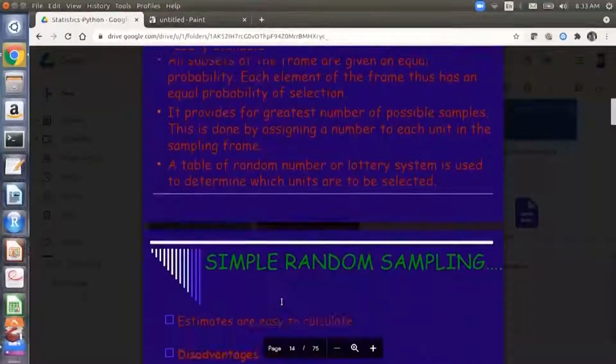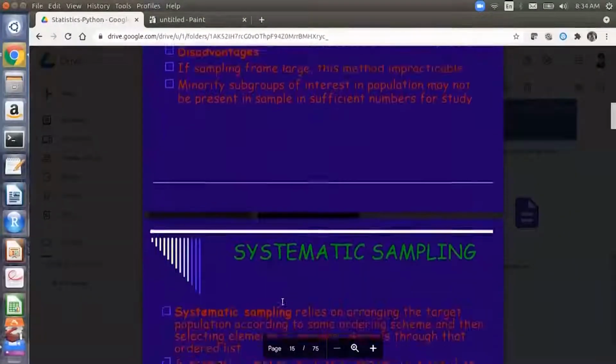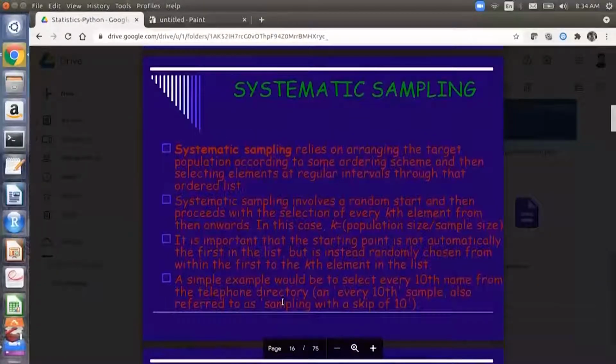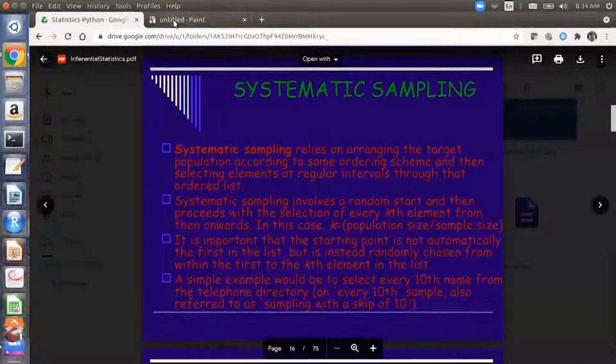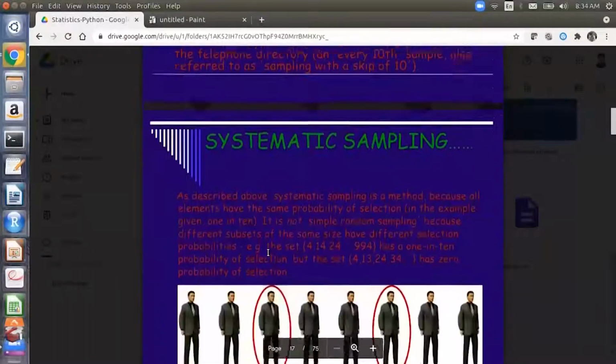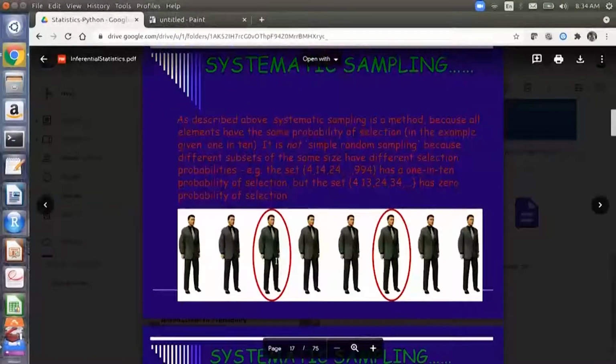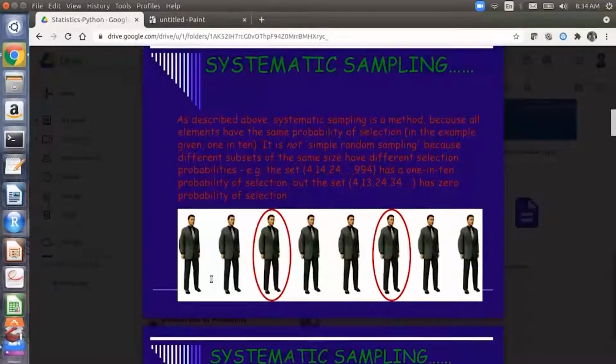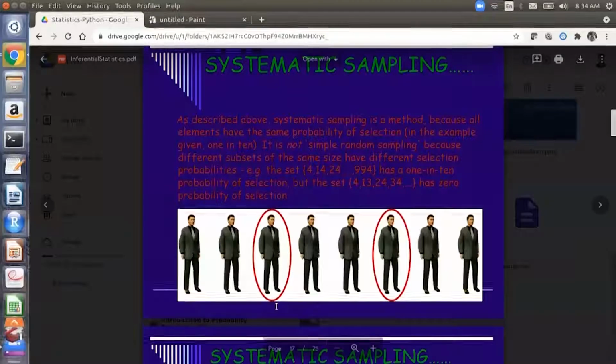You guys can read it on your own, what the disadvantages and advantages are. Now another type of sampling method is systematic sampling. Systematic sampling, in a simple way, means we are arranging the data in a certain order. I'll show you what systematic sampling is. I will decide one value of k. Suppose k is equal to 3, k is equal to 5, k is equal to 7. Now I have decided k is equal to 3. Now every third person in my data set I will pick as a sample.